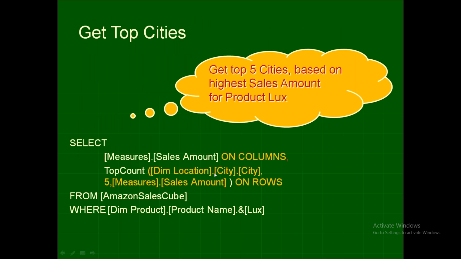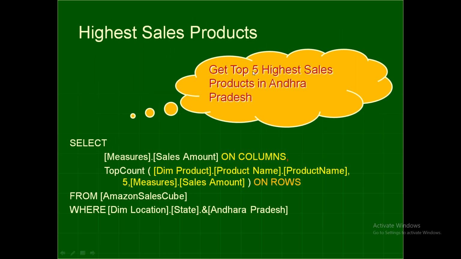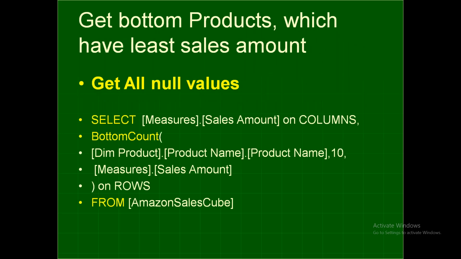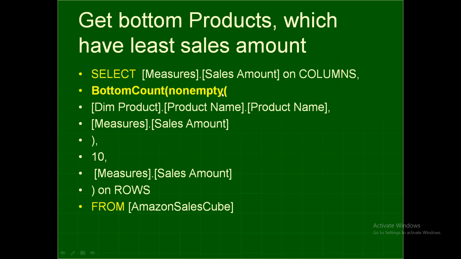Top 5 cities: simply drag and drop city, that's it, nothing else. Clear? Highest sales products, that's it. This is what top count does. Top 5 sales products in Andhra Pradesh. You can also apply a where clause and so on. Clear? So top count equals ordering the data in descending order and taking the head; bottom count is ordering in descending order plus the tail. If you understand this, you can easily go ahead with it. Clear? Get the bottom products which have the least sales amount. All these things you can try.